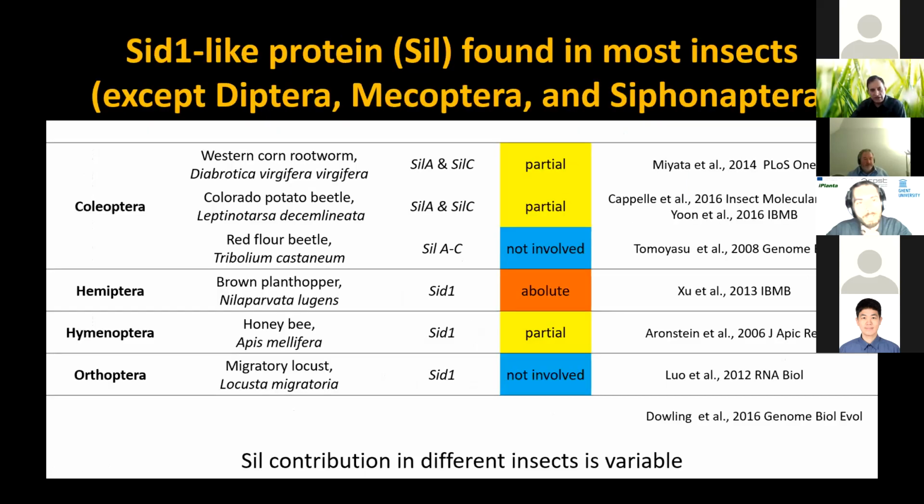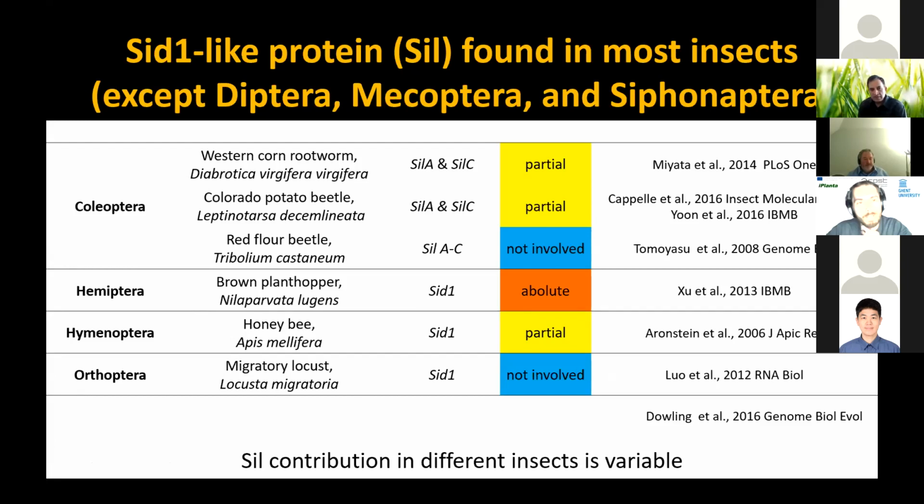Several labs have tried to find homologs of SID1 in insects, and there are genes that have similar sequences as SID1. Some of them are labeled as SID1-like proteins. So, for example, in Western corn rootworm, SIL-A and SIL-C were reported, as in Colorado potato beetle and other insects. But whether they really function as double-stranded RNA channels is questionable.